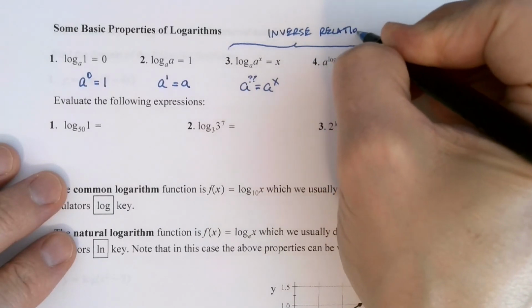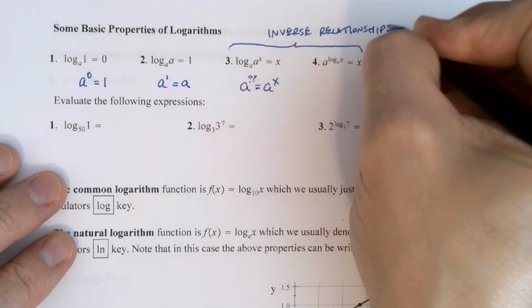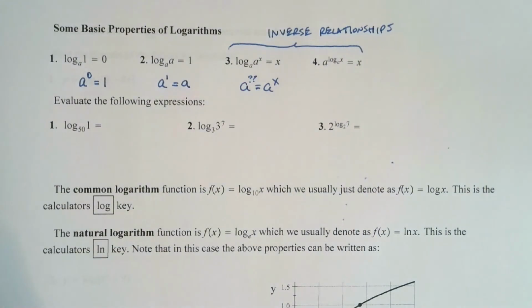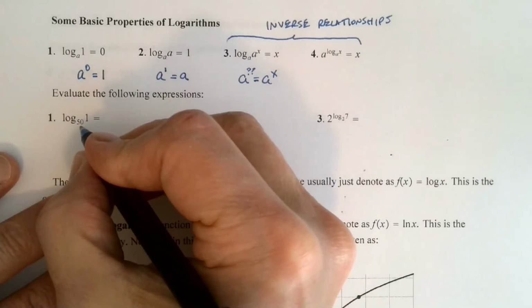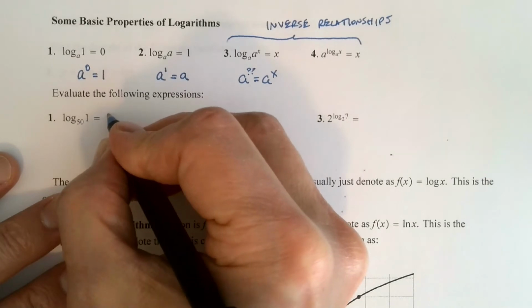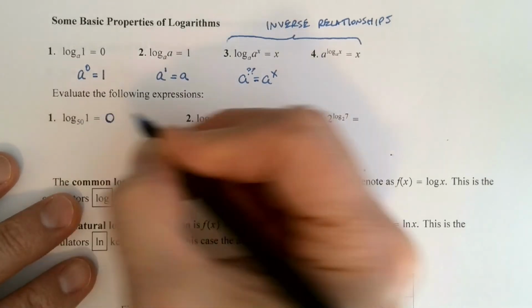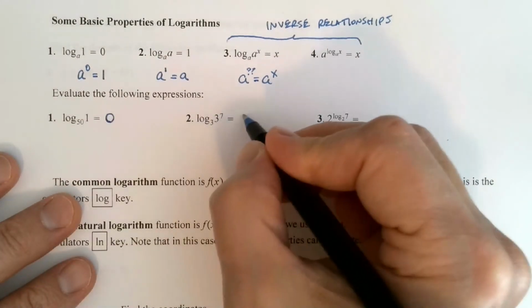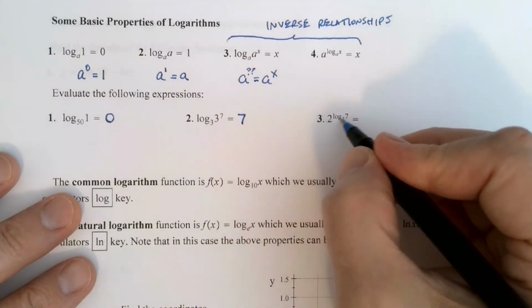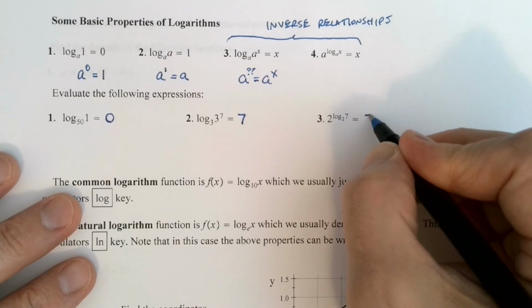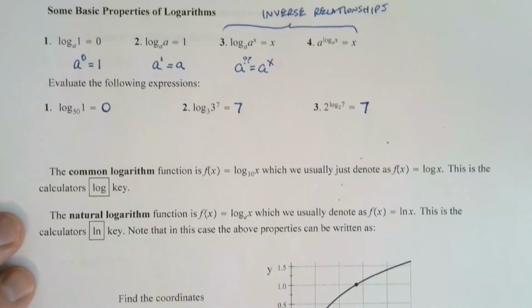And they're going to be key when we're solving logarithmic and exponential equations, because when we solve equations, we apply inverse functions. So what is log base 50 of 1? Answer, 0. What is log base 3 of 3 to the 7th? Answer, 7. What is 2 to the log base 2 of 7? Answer, 7. Right? So these are using the properties we just talked about.